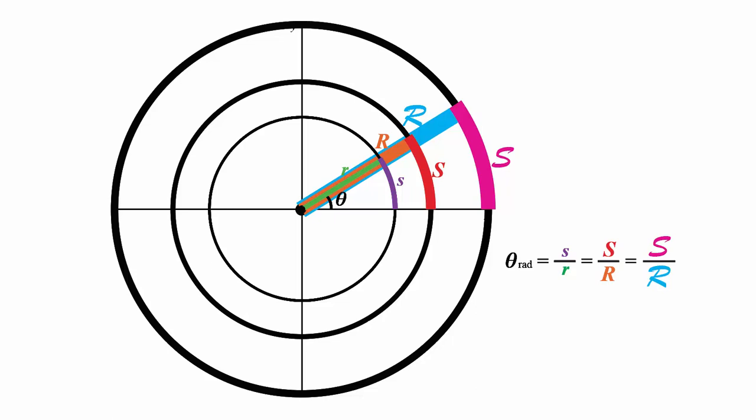And this choice of definition for theta is really useful because both S and R are lengths. So it's the length of the arc S divided by the length of the radius R. We're dividing two lengths by one another, and the length units cancel, and so radians become a unitless unit. They are pure numbers. It's a pure number that measures how big an angle theta is.